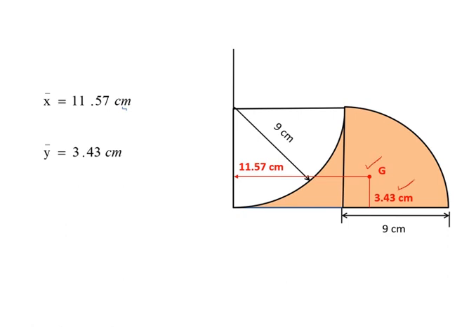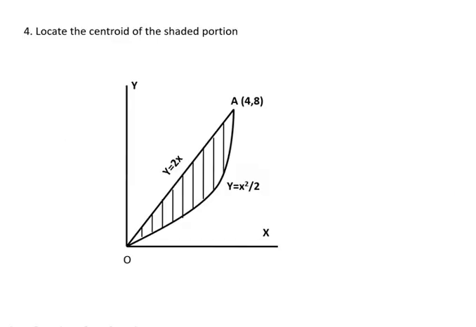Now one more typical kind of question we'll discuss, that is question number 3. Here the centroid of the shaded portion is asked, but the general equation of the curve is given, that is here there is a line having general equation y is equal to x and another parabola given as y is equal to x square by 2. You are supposed to find the centroid of this particular shaded portion.